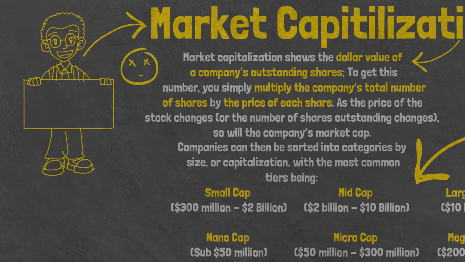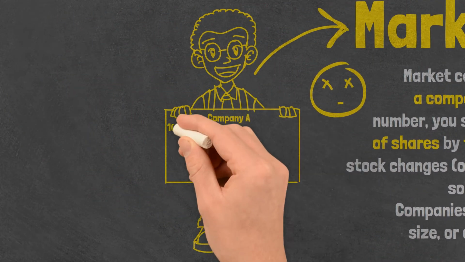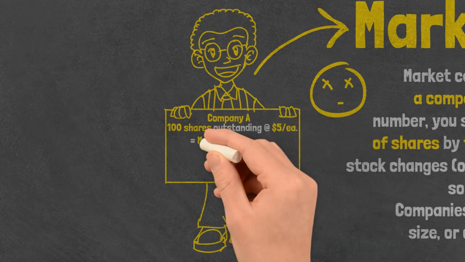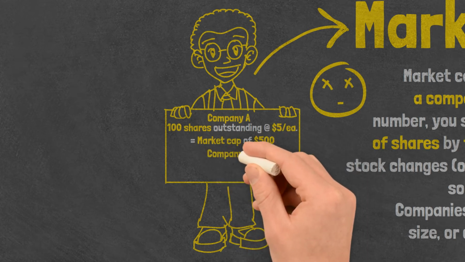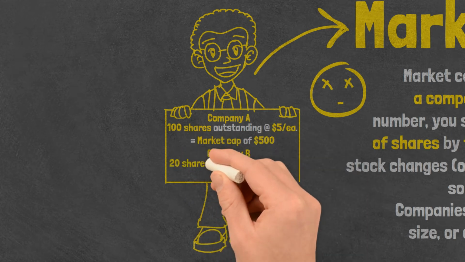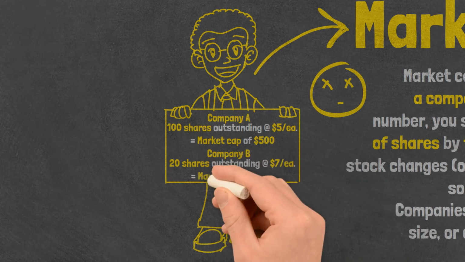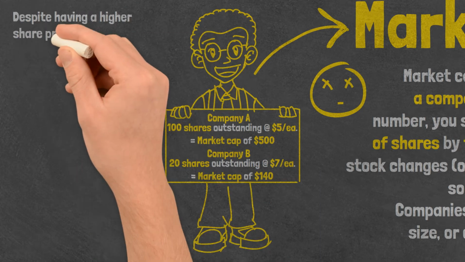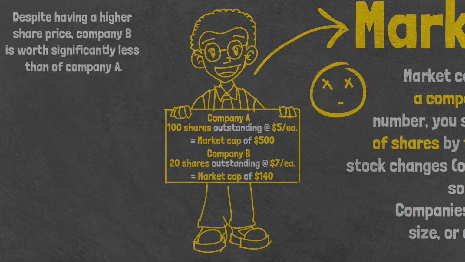So how do we use it? Let's make an example. Company A, we'll say, has 100 shares outstanding at $5 a share. That would give it a market capitalization of $500. Company B, we'll say, has 20 shares outstanding, but they're at $7 a share, which would be 40% higher. Despite that, it has a market cap of only $140, meaning that despite having a higher share price, Company B is actually worth significantly less money than Company A.